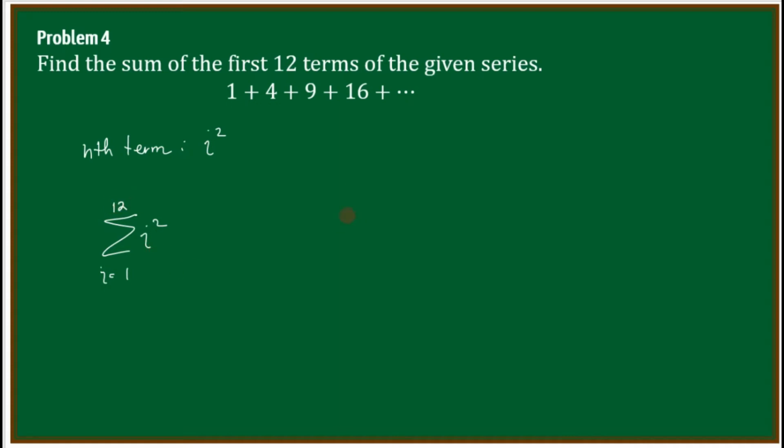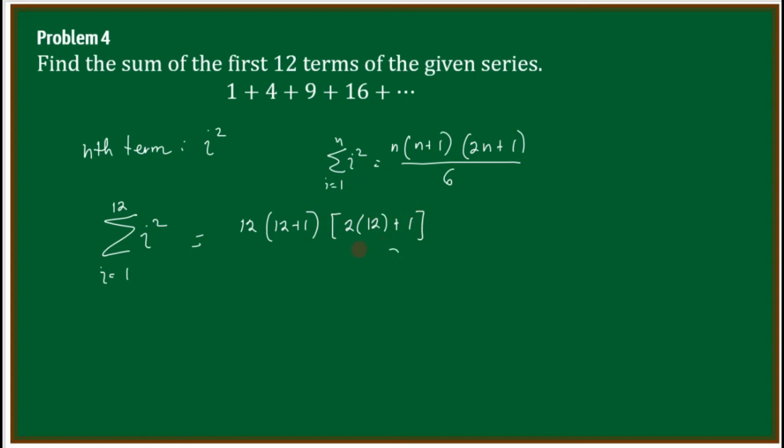Okay, so since i squared yan, meron kasi tayong formula guys na summation of i squared from 1 to n is equal to n times n plus 1 times 2n plus 1 over 6. Yan yung formula na gagamitin. So, dito pwede natin siyang i-apply. And that will be equal to, since ang ating upper limit is 12, ang value ng n natin ay 12. So, 12 times 12 plus 1 times 2 times 12 plus 1 over 6.